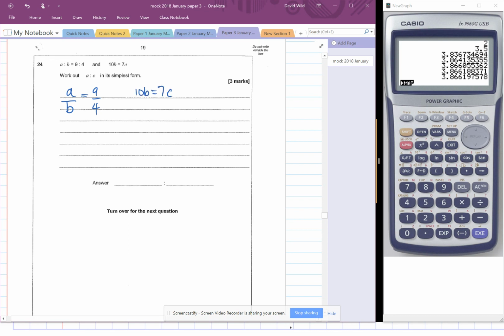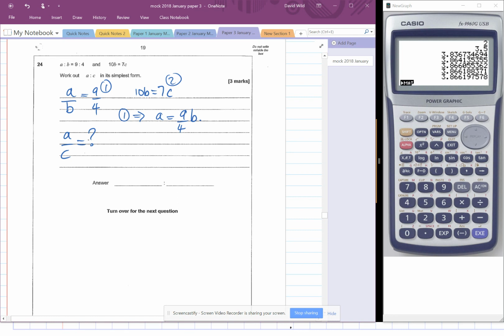This is just simultaneous equations now. And we need to write A to C, so we need to work out what A divided by C is. That's what we've got to find out. That's the ratio of A to C. Right, so if we rearrange, this is equation 1, this is 2. Rearrange equation 1 and we get A equals, multiply both sides by B, so it's 9 over 4 B.